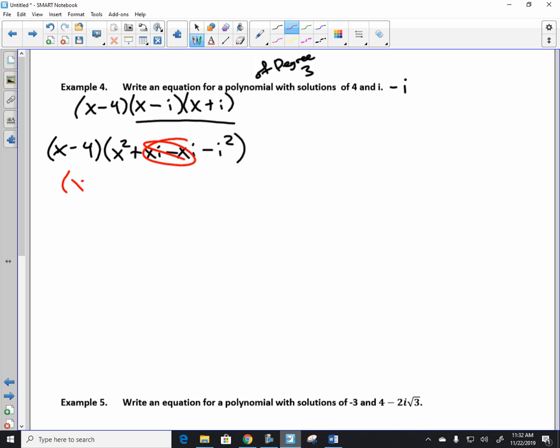So you have x minus 4 times x squared plus 1. Notice how we made the imaginary parts go away? Now, just simply multiplying these 2 binomials. X cubed minus 4x squared plus x minus 4. That's our polynomial. Told you, no big deal, right?